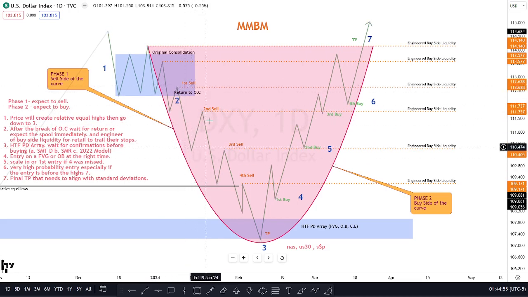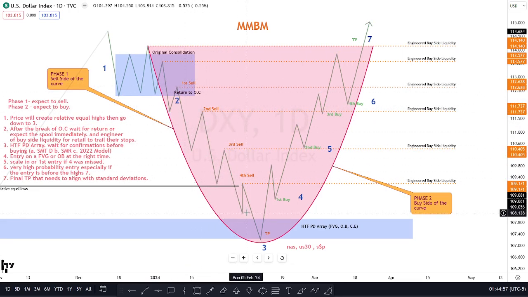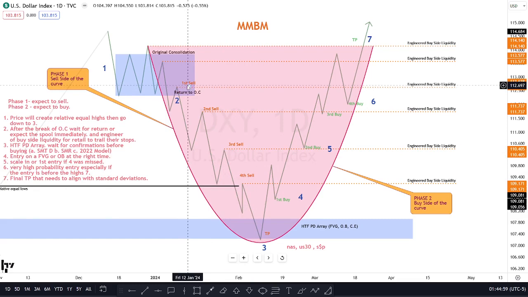It doesn't matter the structure. We enter, we go low. I would enter and go low. Hence, you see the sell as well.